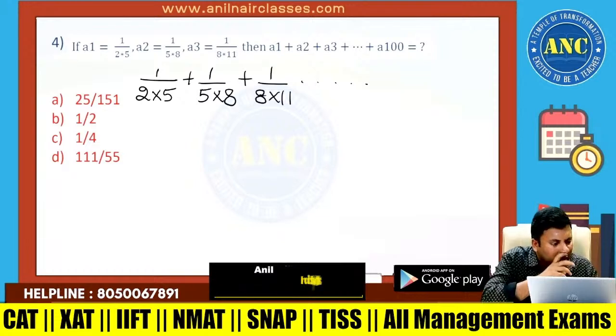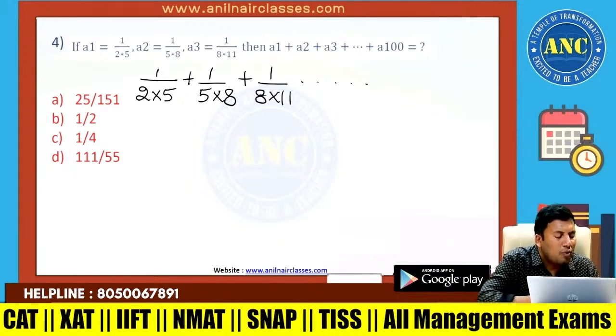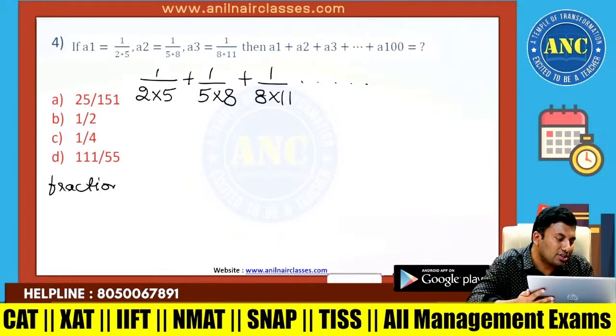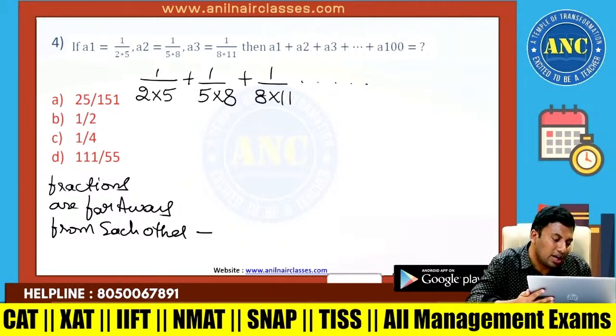Now see, 1 by 2 is 50%. 1 by 4 is 25%. Numerator greater than denominator, right? Numerator less than denominator. All the fractions are far away from each other. If the fractions are far away from each other, the best way to solve the question is the approximation technique.